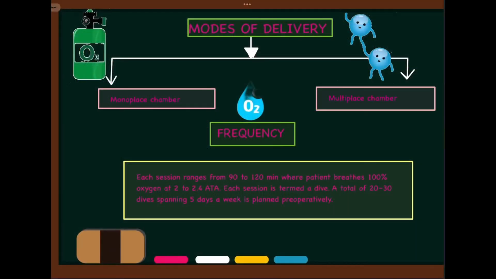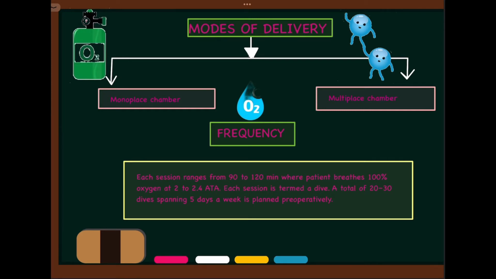So now let's try and understand what are the various modes of delivery of HBO therapy. So basically there are two modes via which we can deliver the HBO therapy. The most common one is the monoplace chamber, and there is something known as multiplace chamber as well. So as the name itself indicates, monoplace means a single patient will be able to accommodate inside that particular chamber, and in case of multiplace chamber, multiple patients can be accommodated within a single chamber.